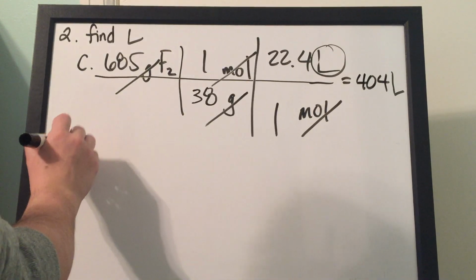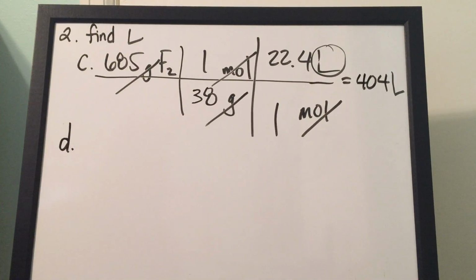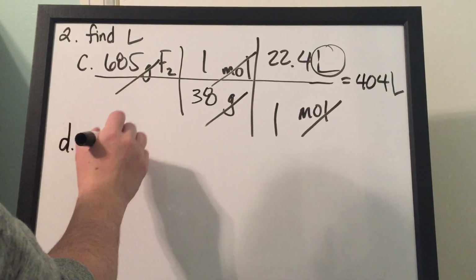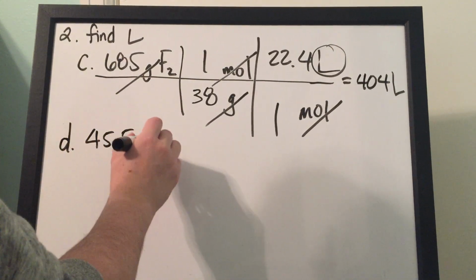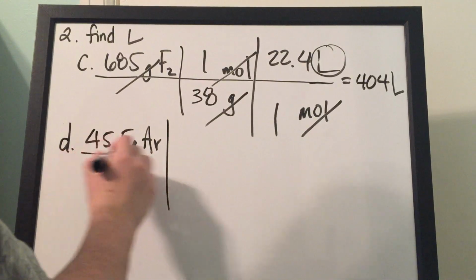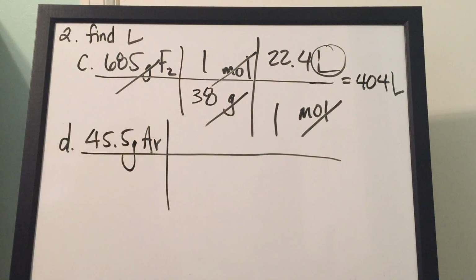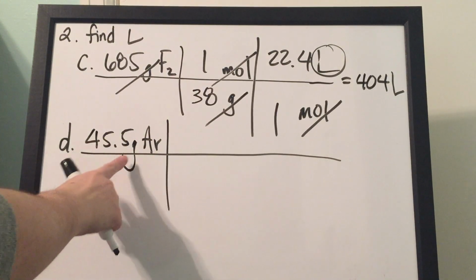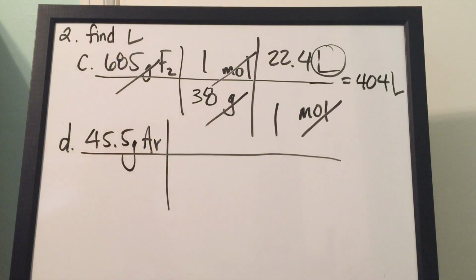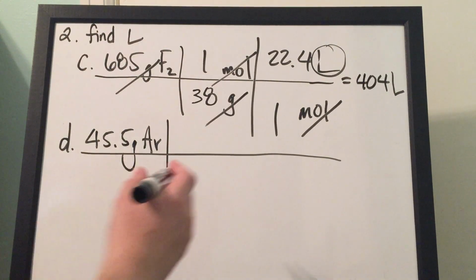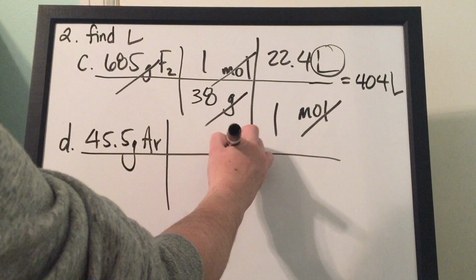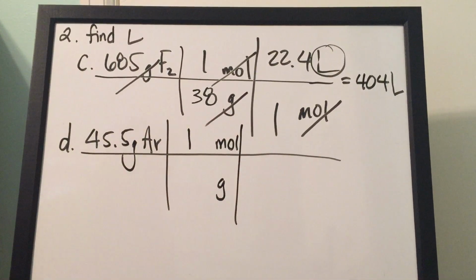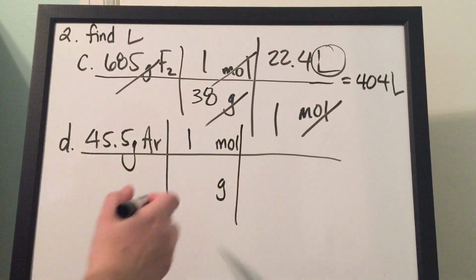Part D is a very similar question. 45.5 grams of argon. Notice it's the same as question C in that they give us grams and they want to find liters. So we'll have to first go through moles. So grams to moles. 1 mole. We'll look up argon's molar mass. On the table, it's 40.